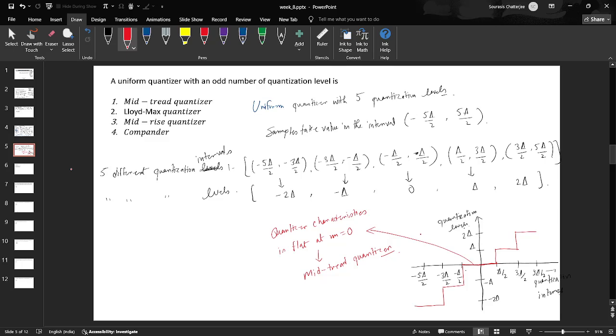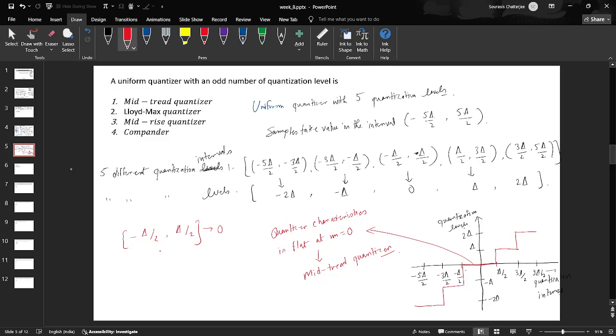quantization levels. Now it's a good point to discuss why we actually pick the middle point of any interval as the quantization level corresponding to that particular interval. What is the reason behind that? So let us pick this interval from this uniform quantizer with an odd number of quantization levels. We have already mapped this interval, minus delta over 2 to delta over 2, to 0.